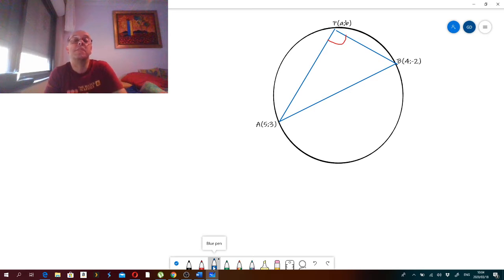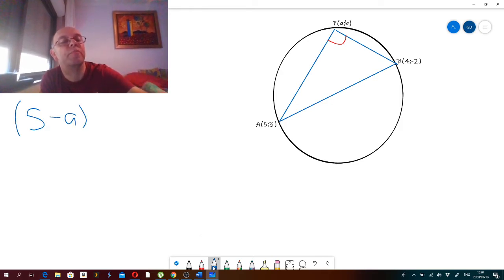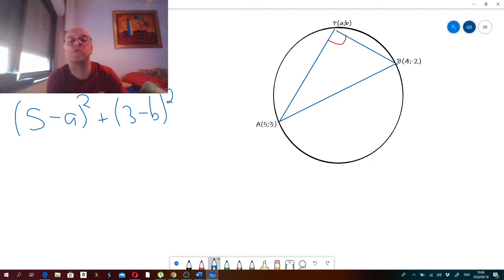First of all, let's see what the length of PA is. Remember, that'll be the distance between the x points, so 5 minus a, all squared, and the distance for the y part, so plus 3 minus b, all squared. Of course the distance would be the square root of that, but since we want the square anyway, we'll just leave it without the square root sign.